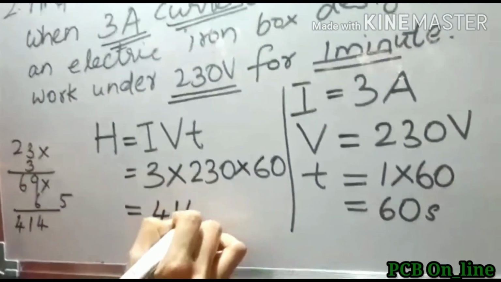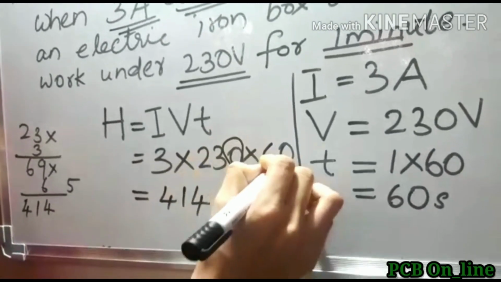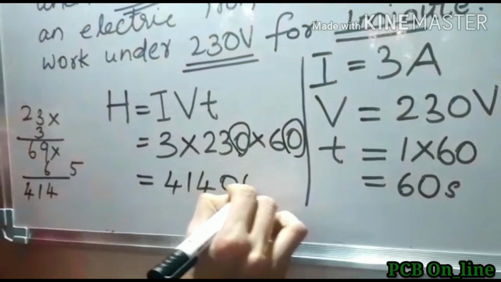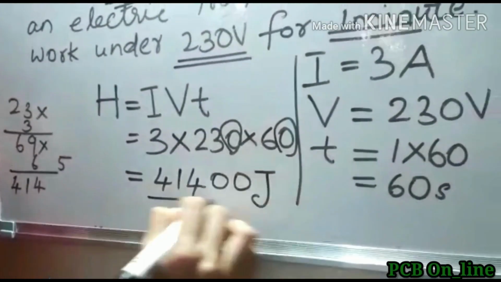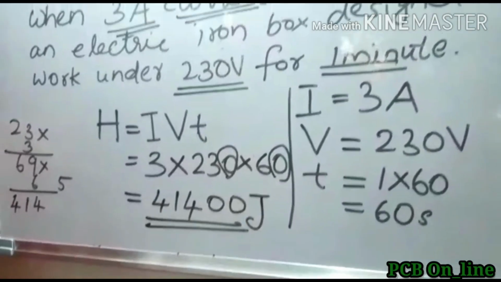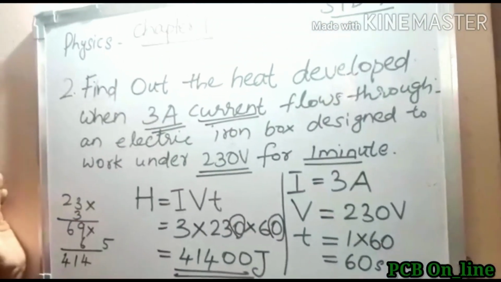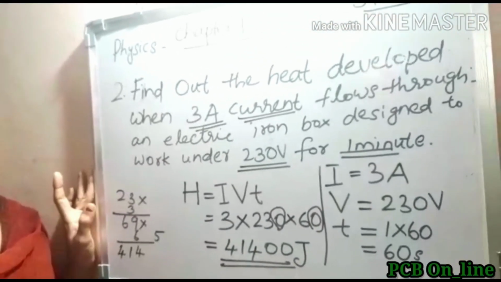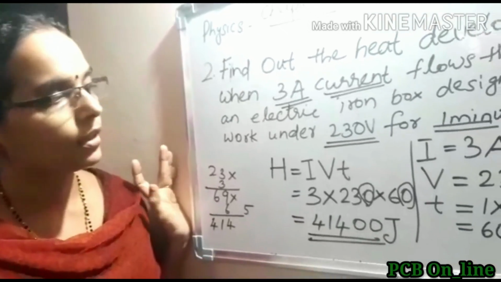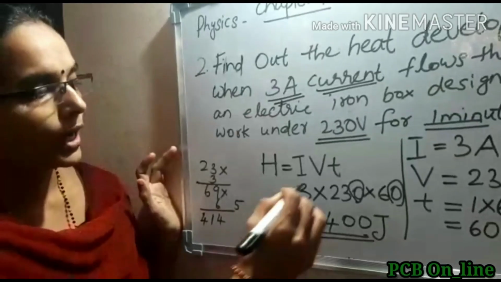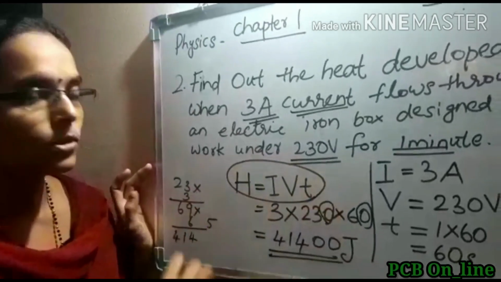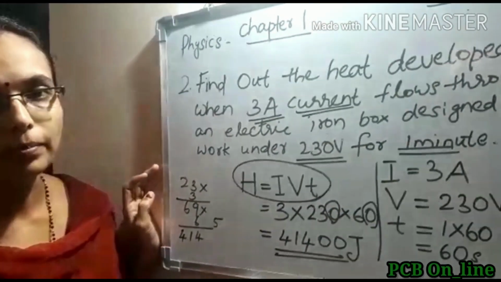414 is a number. Then how many zeros? 2 zeros. This much joule. Thus, this is very simple for calculating. All we need is to find the equation which is useful in each problem.